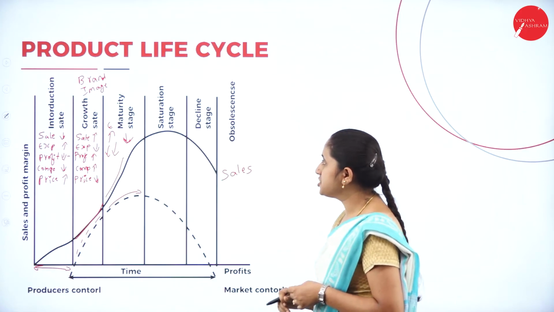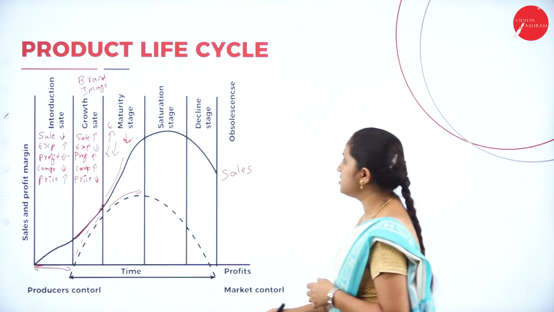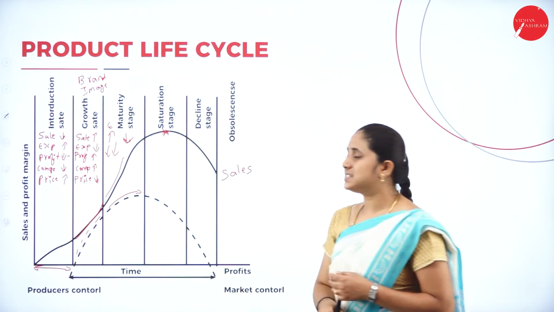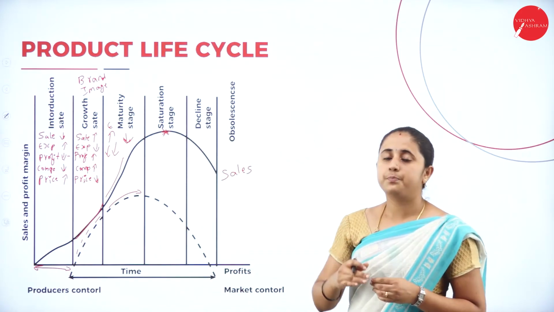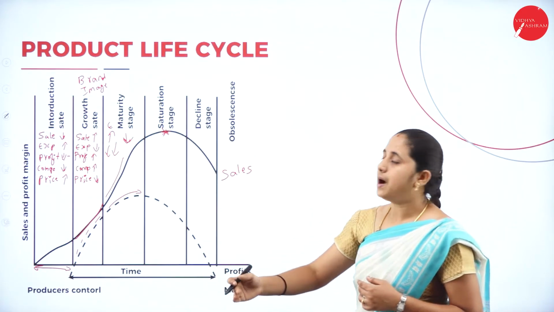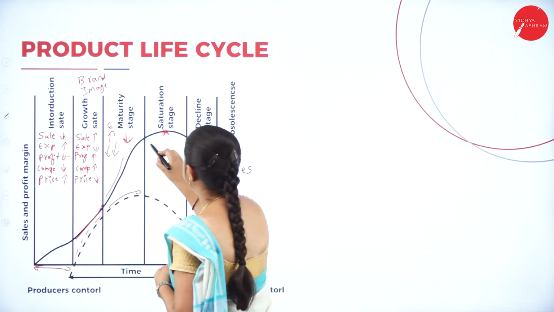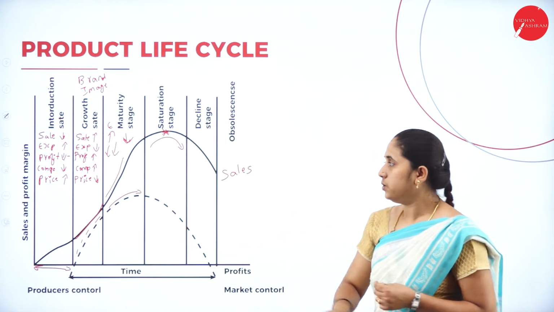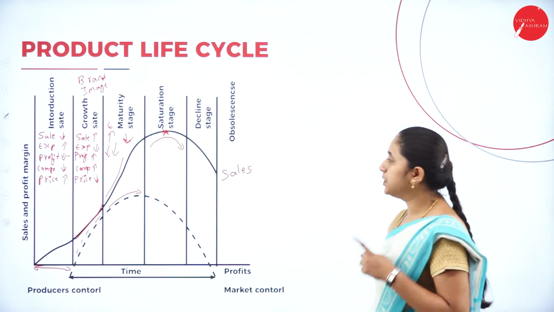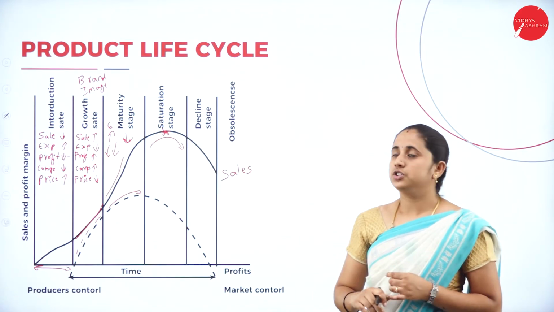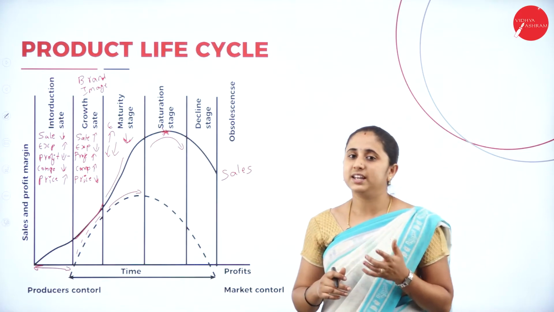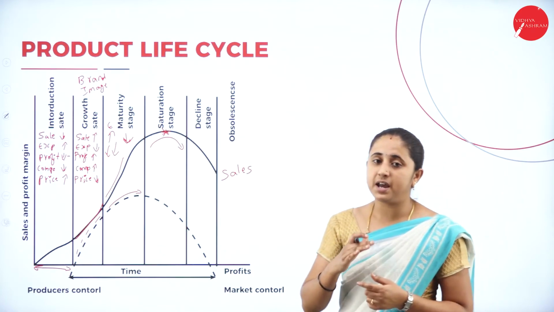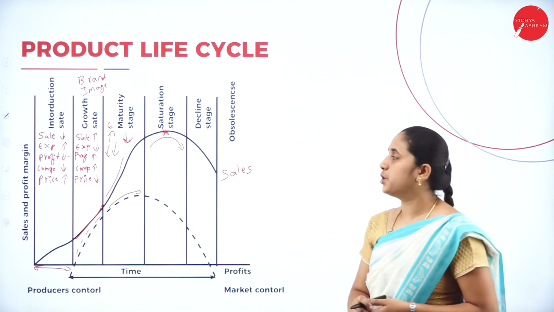Next, the saturation stage. In the saturation stage, sales reach peak level. That means your product cannot be sold more in the market. So your sales are coming down in the saturation stage because it reached peak level, so that you cannot sell your product anymore in the market. So you need to take measures in order to sustain in the market with the same product or a new product.